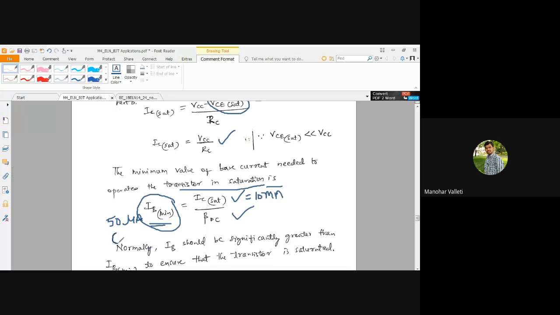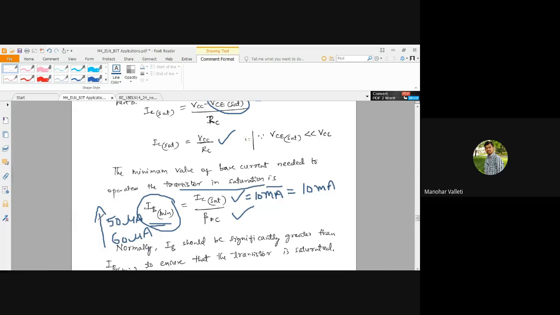Let us say the IB current is increased to 60 microamps. The IC will never change, because the IC current is already saturated. In the saturation region, IC current is already saturated. So even if IB is increased, IC won't increase. IC stays at 10 milliamperes only. The transistor will go to a deeper saturation level, but the IC current won't increase even though you increase the IB.